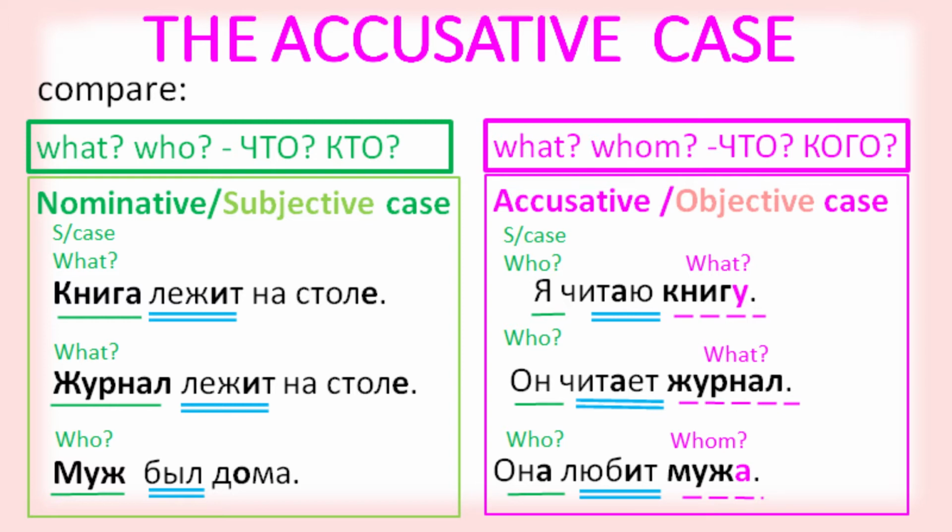A magazine is lying on the table. Журнал лежит на столе. Journal is the subject. He is reading a magazine. Он читает журнал. Here, journal is the object. On is the subject. The husband was at home. Муж был дома. Muzh is the subject. She loves her husband. Она любит мужа. Muzha is the object. Она is the subject.